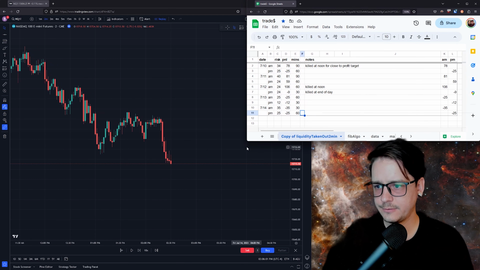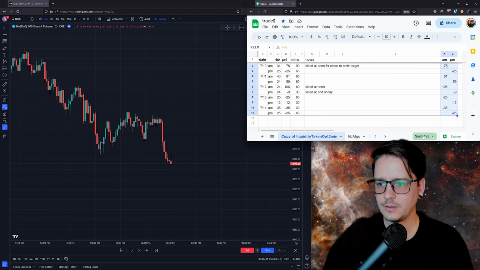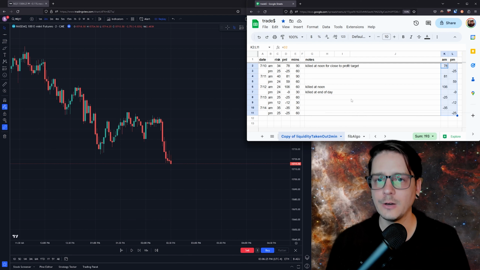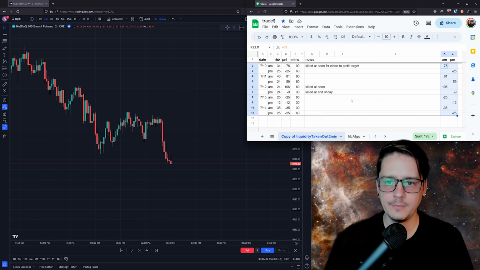I also have this that shows the AM trades versus the PM, so we could easily highlight them and do something with that if you wanted to. And we can see here's the sum. This is the amount. So following the strategy perfectly for this past week, not killing trades early, letting them play out. If they go in profit but they don't hit our target, we let them play out and we kill them at noon or 4. We could have ended this week green of almost 200 points.